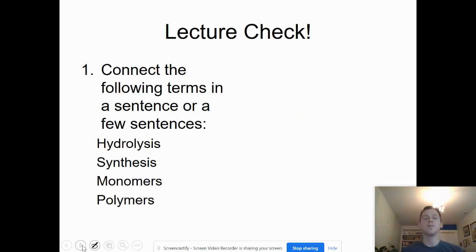Okay, so we have all these different terms, these four terms. You do need to know how to use them. So connect the following terms in a sentence or a few sentences, and please do so now. As you have made your sentence, examples of sentences that would work would be, for example, hydrolysis will break polymers into monomers. Or you could say something like synthesis will build polymers from monomers. Either one of those two things would be examples of sentences that would work.